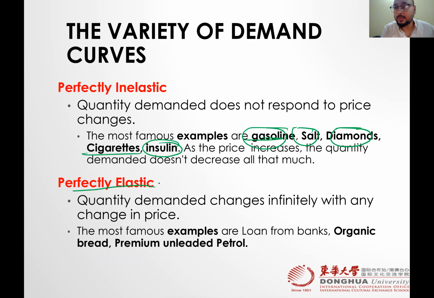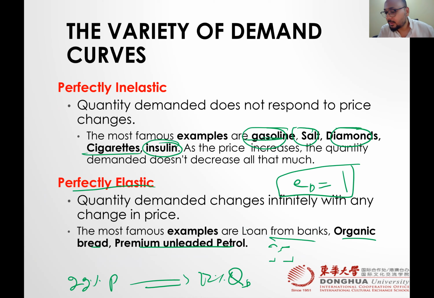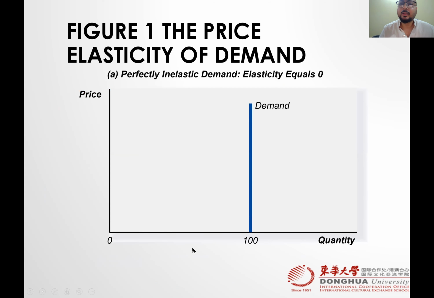Perfectly elastic, which means if the elasticity answer is exactly 1, a 22% change in price causes a 22% change in quantity demanded. The examples include bank loans, organic bread, the premium unleaded petrol. So these are just rare events.